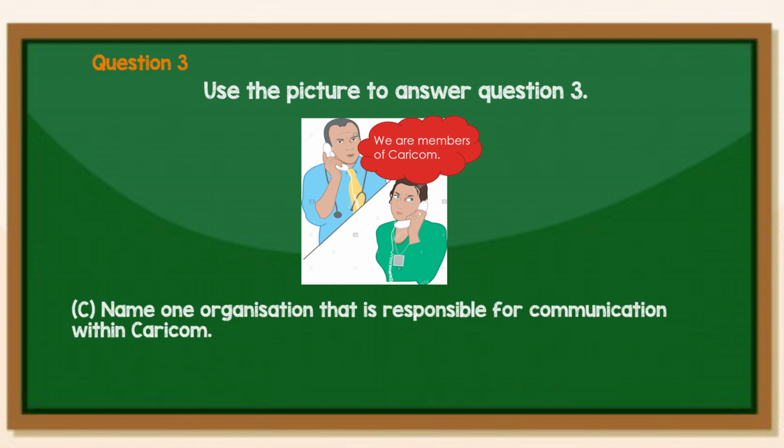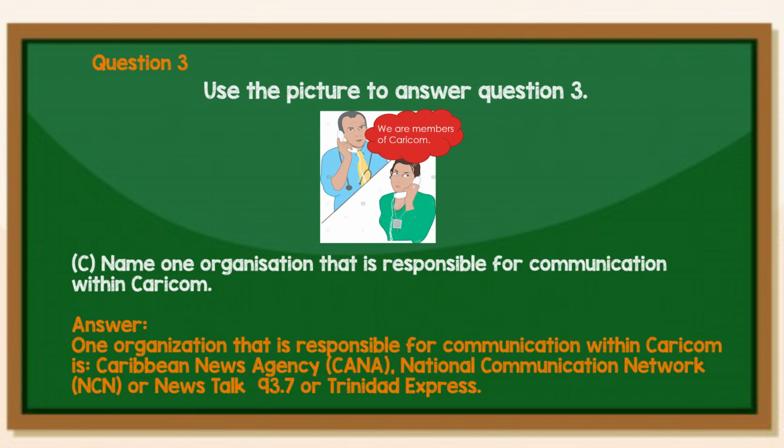Name one organization that is responsible for communication within CARICOM. One organization that is responsible for communication within CARICOM is the Caribbean News Agency, which has the acronym CANA. We also have National Communications Network, which has the abbreviation NCN. We also have News Talk, which is 93.7, or Trinidad Express. Any one of those organizations, if you had listed it, is correct.